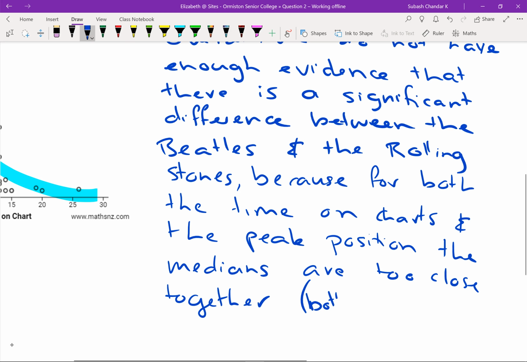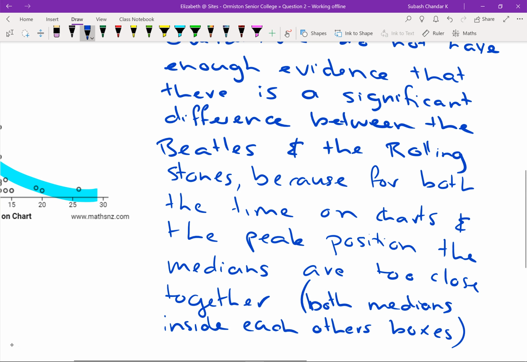Both medians inside each other's boxes. Okay. So that's one sentence, just giving an overall conclusion about what I think in terms of those particular graphs.